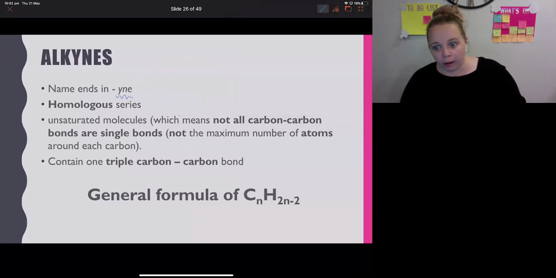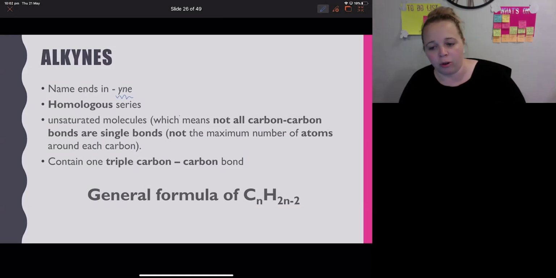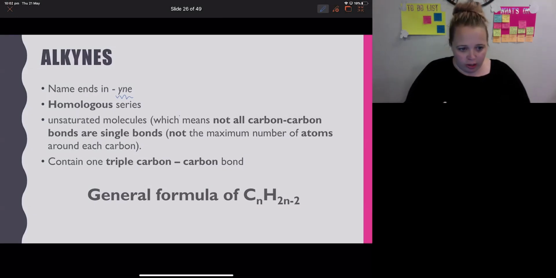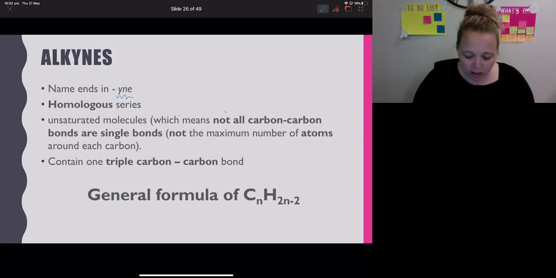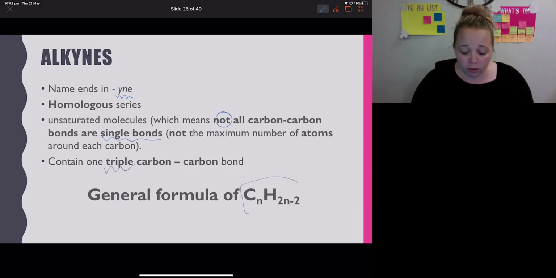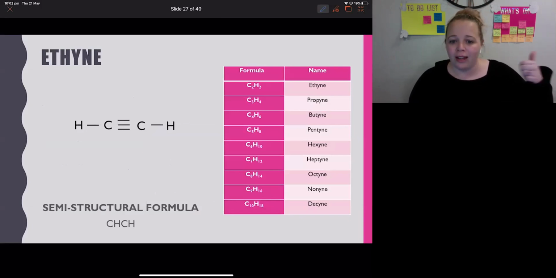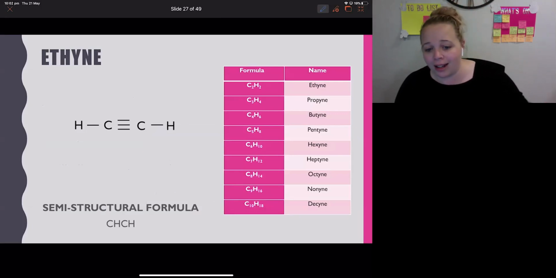They are another homologous series, which means every time you add one carbon, you add the number of hydrogens according to its general formula. These are definitely unsaturated because they are not all single bonds, and they actually are super special because they have a triple bond. This one's formula is CnH2n minus 2. So, like before, we have ethyne, propyne, butyne, pentyne, hexyne, heptyne, octyne, nonyne, and decyne.